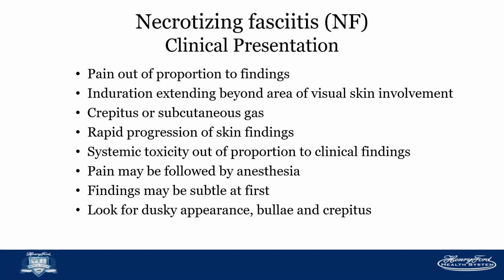There's also induration, or hardening of the skin, beyond the area of the redness. Sometimes they may have a crepitus or subcutaneous gas that can be palpated, and it usually presents with a rapid progression of the skin findings. Sometimes they may have systemic toxicity, such as tachycardia, hypotension, that may go along with it. And sometimes they may have paresthesias, where they start having numbness and tingling in parts of their extremity.